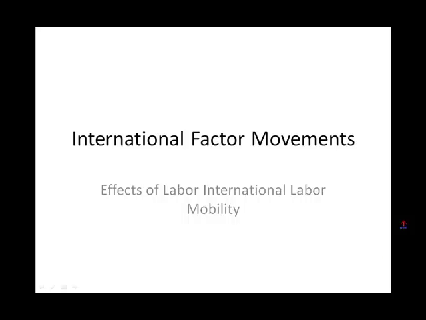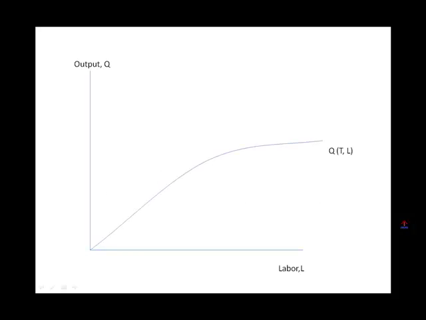Hello everyone, in this video we'll be looking at international factor movements, in particular the effect of international labour mobility. Look at this graph here. Here we're looking at two factors of the economy. One's going to be stable, that will be land, T. After all, it's difficult to grow more land unless you're Dutch. And labour. So the effect of labour working on the land.